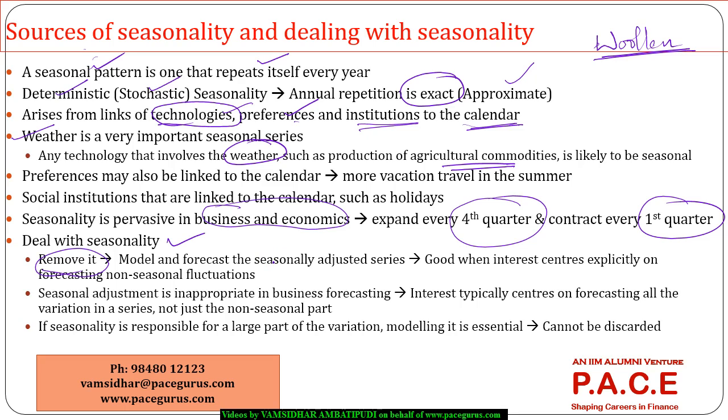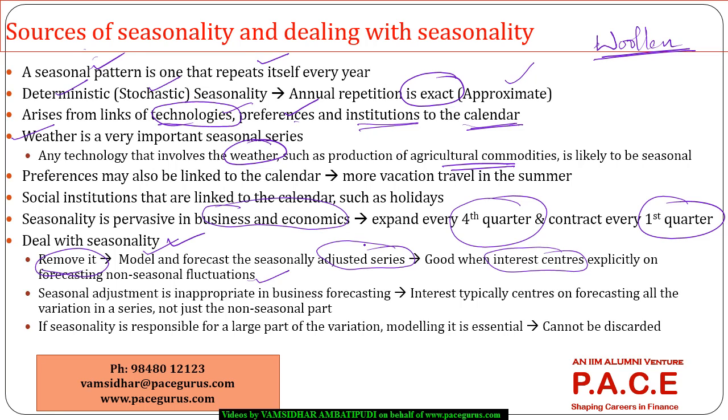So remove the seasonality part, and after that go ahead and do the trend model for it. And once you have created a trend based forecast, then again readjust it with the seasonality value to do the forecasting, which is very much good when the interest is explicitly on forecasting the non-seasonal fluctuation. I am more interested in forecasting the trend part. So it's better that I remove the seasonal component from the data, look at only the trend part of it, forecast the trend part, and if required, add back the seasonal component to it.